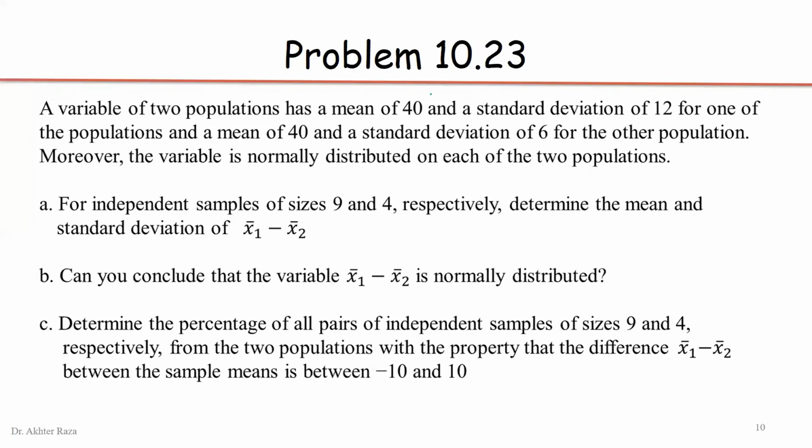In this problem, this is problem number 10.23 from the book. Two populations are here. Population mean is 40 and a standard deviation of 12, and the population mean 40 and a standard deviation of 6. So we have the two populations. The first population has a mean of 40 and the standard deviation of 12. The second has a mean of 40 and the standard deviation of 6. It means their means are the same.